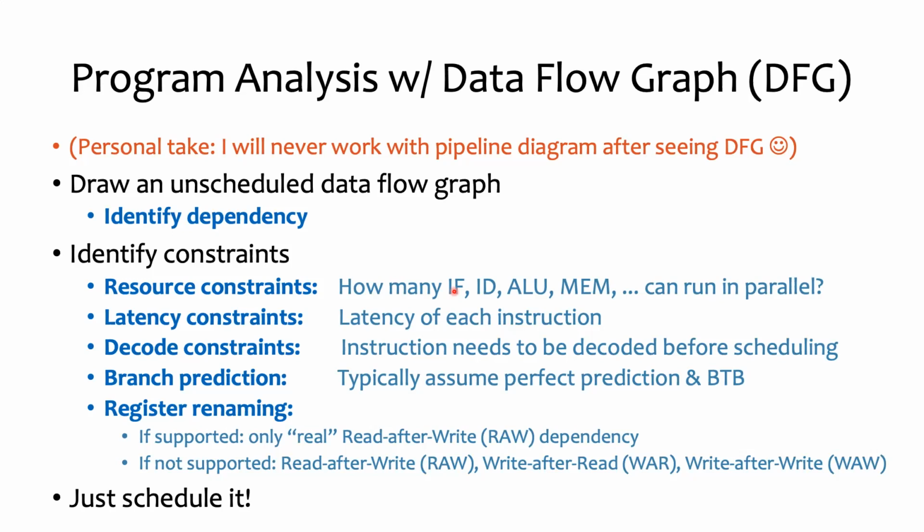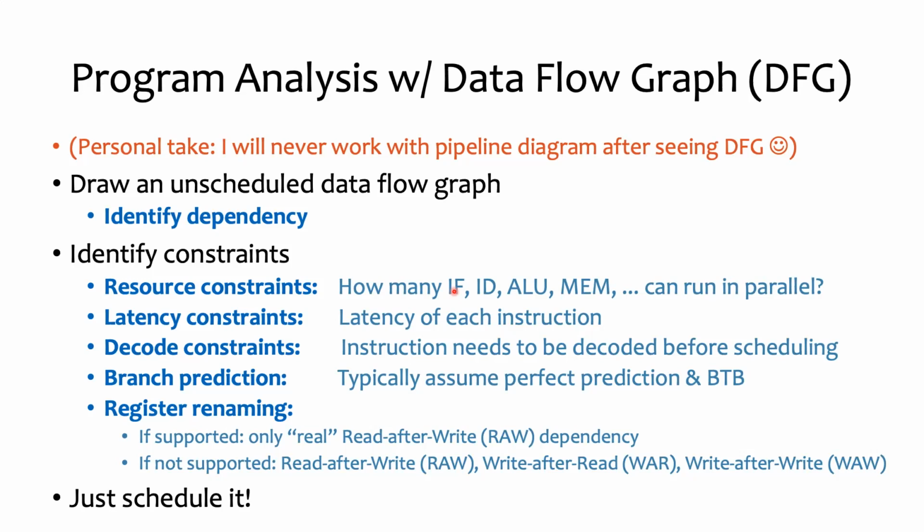And also decode constraints. Even for those instructions that do not have any prior dependency, you cannot just put them at the very beginning. You need to fetch them 2 at a time each cycle. So we're still fetching in order, and this decode constraint is also quite critical.